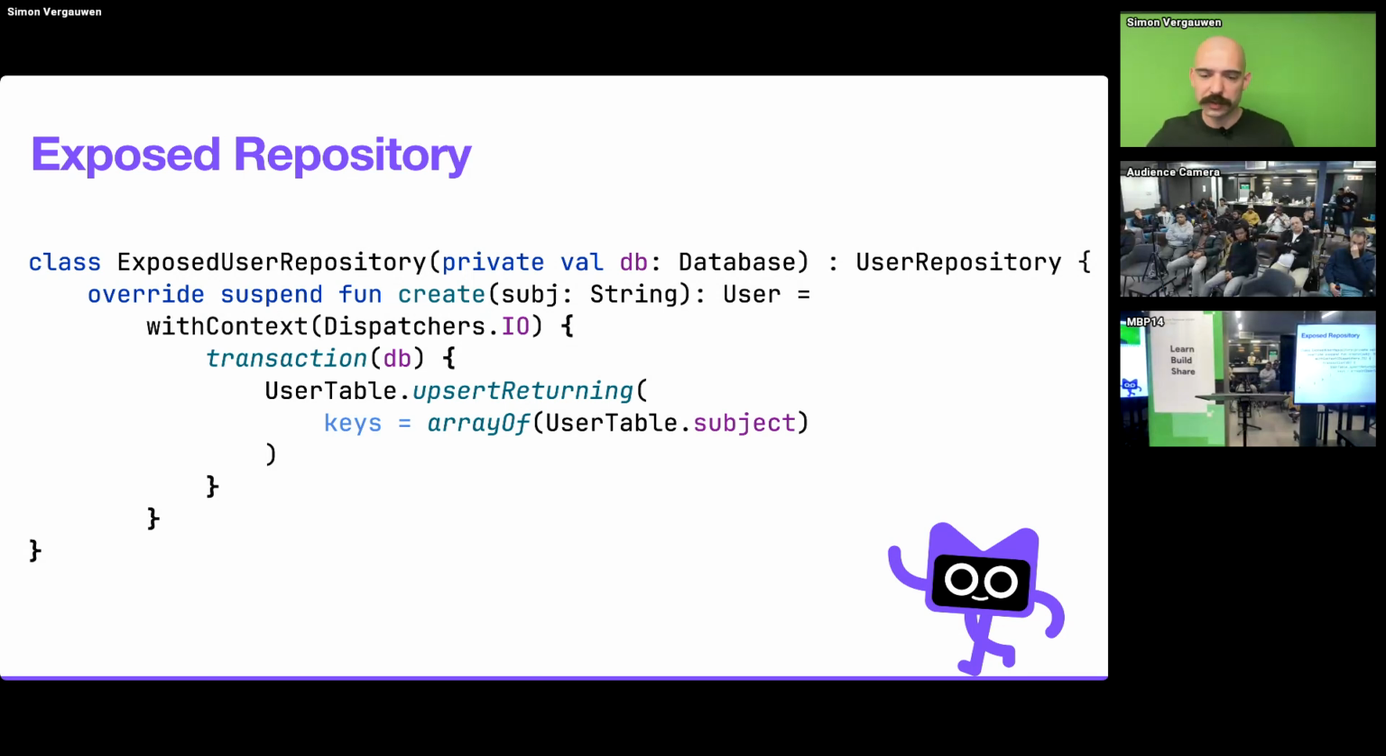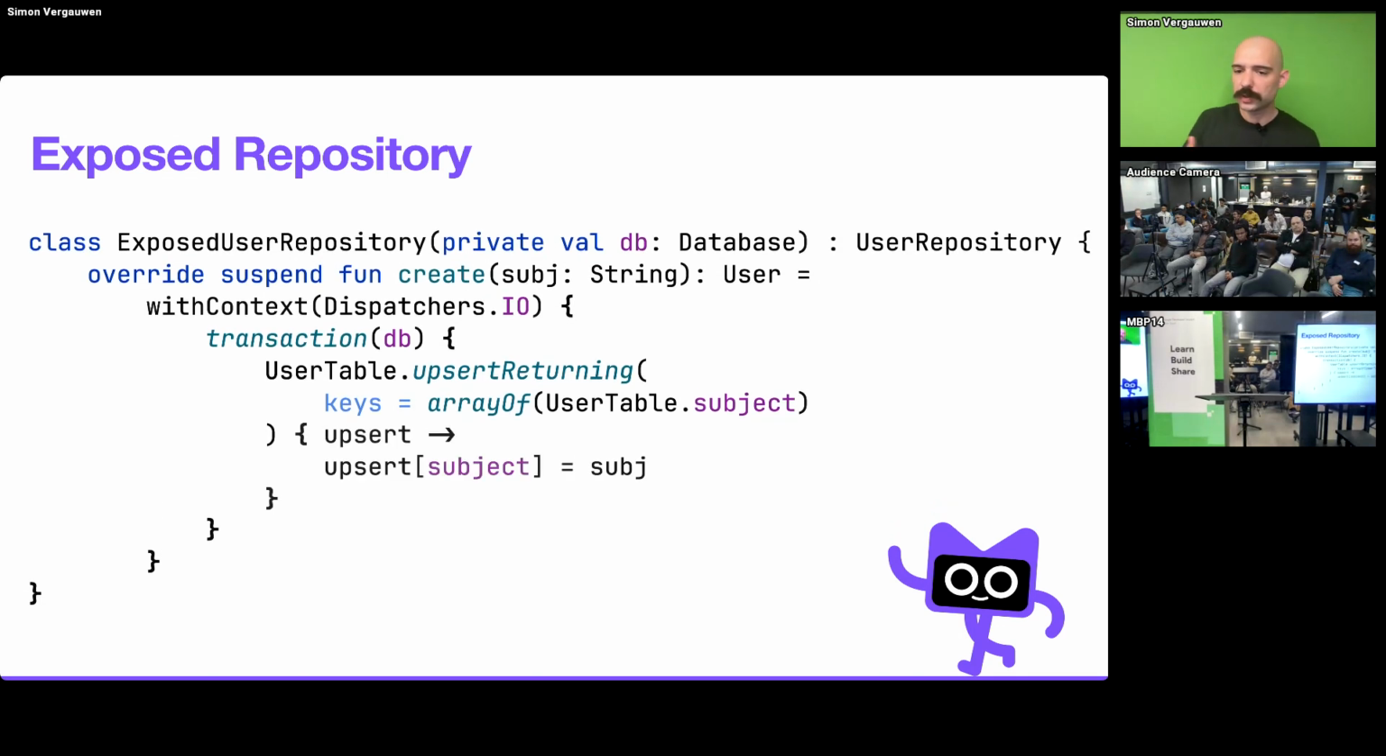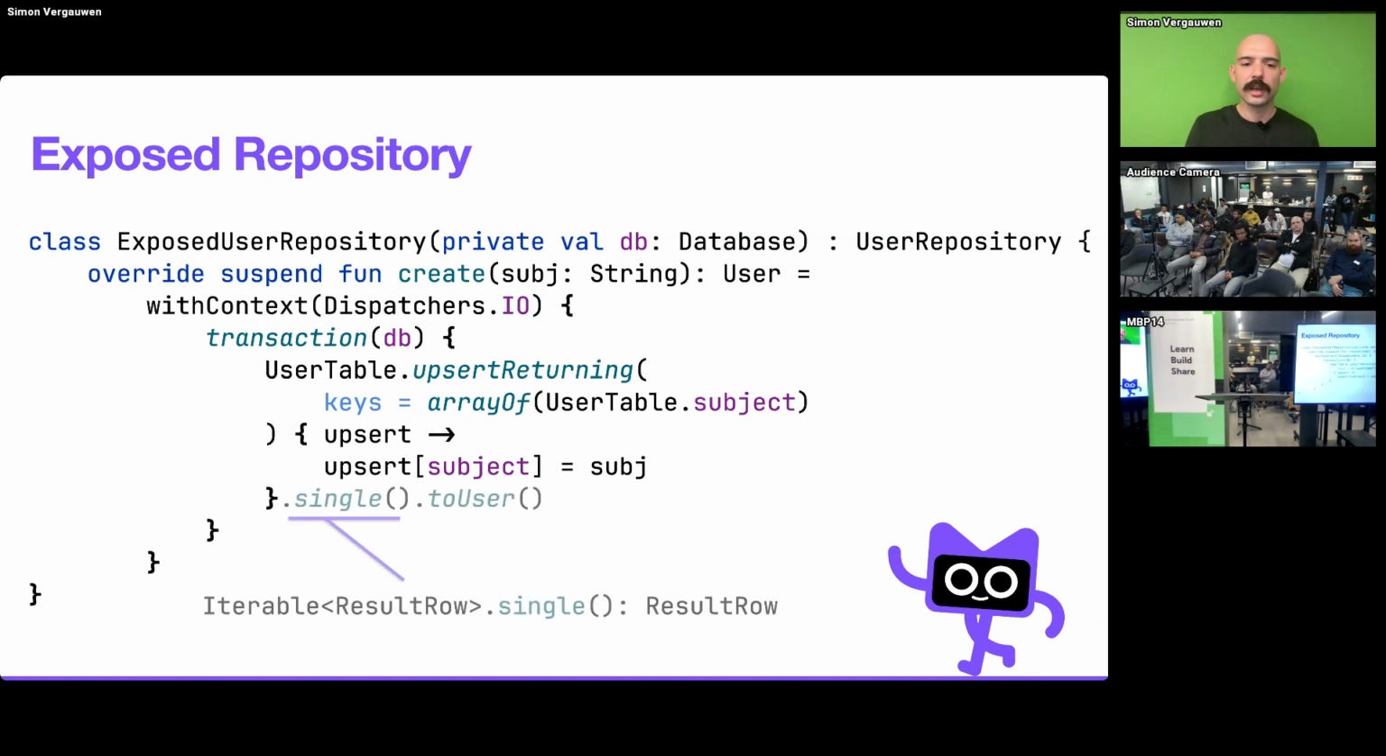When the user is inserted or updated, then return the entire row back to us so that we can continue processing the data. So in the case that there is no conflict, in case the subject does not exist, we are going to insert the subject. Otherwise, we're just going to return the existing user.